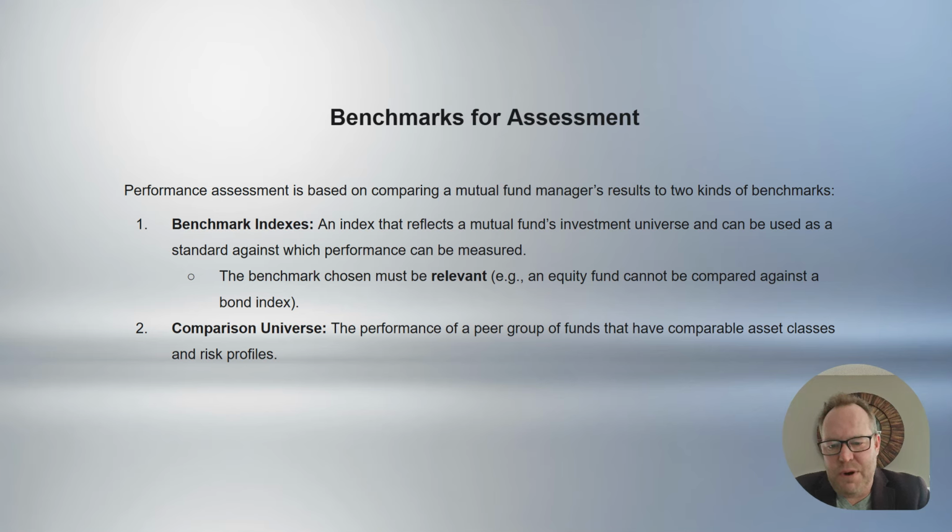The other benchmark is the comparison universe. So the performance of a peer group of funds that have comparable asset classes and risk profiles. So you might compare the BMO Canadian equity fund to a broad measure of different Canadian equity mutual funds. So again, the first one, you're comparing it to the overall market. The second one, you'd be comparing it to its peers.